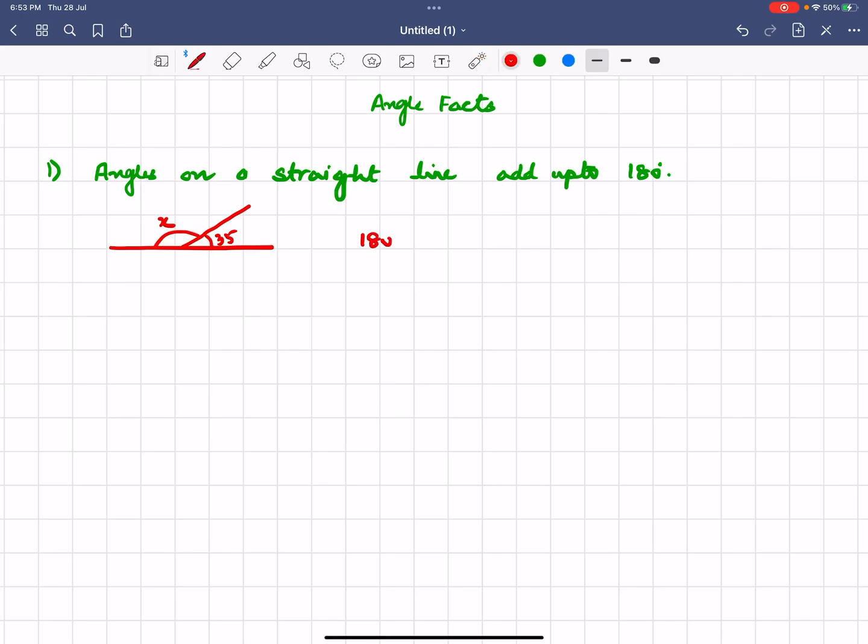If one of them is 35, the other is going to be 180 minus 35, and that is equal to 145 degrees. Let's look at another example. We have a straight line and there is an angle of 121 degrees here. So we need to find the measure of angle A here. Once again, since both the angles are on a straight line, they both must add up to 180 degrees. Therefore, 121 plus A must add up to 180 degrees. So in order to find the missing angle A, we can subtract 121 from 180 and we get 59 degrees. So the measure of angle A is equal to 59 degrees.